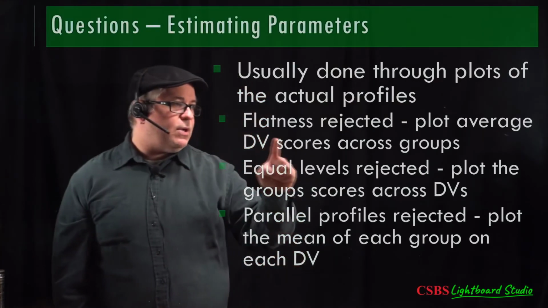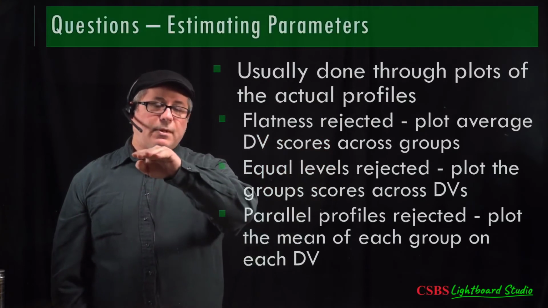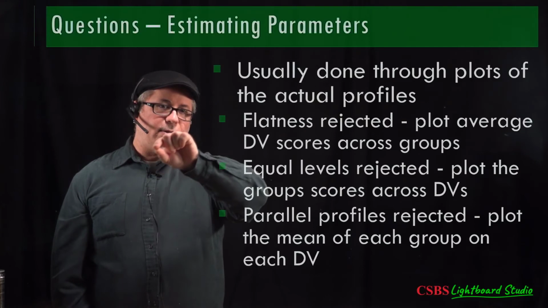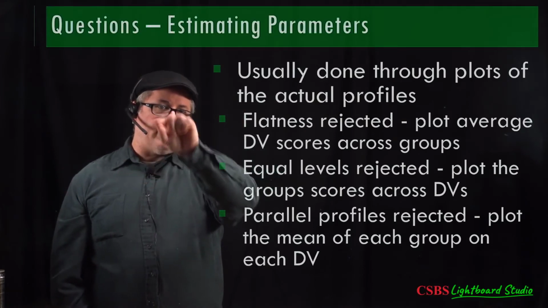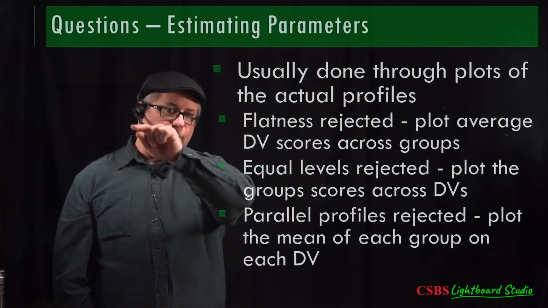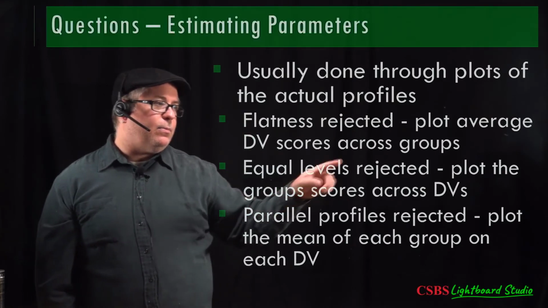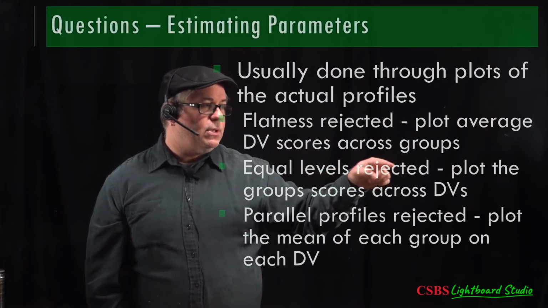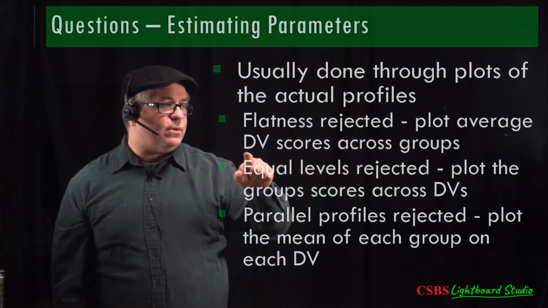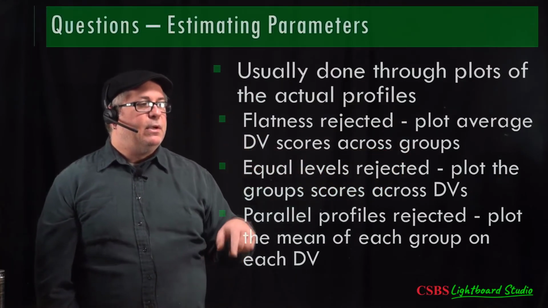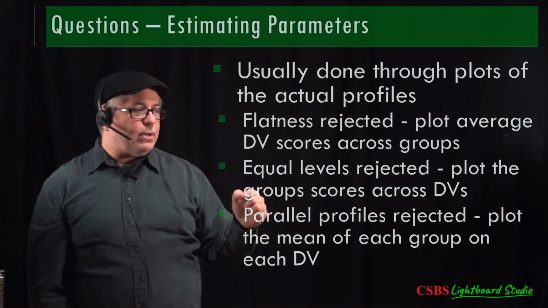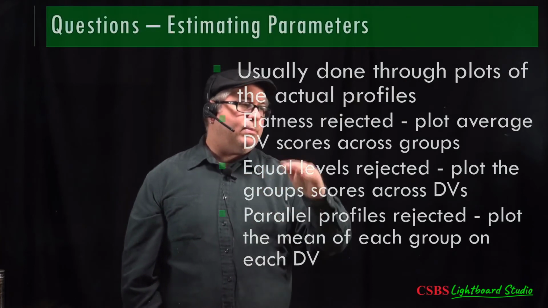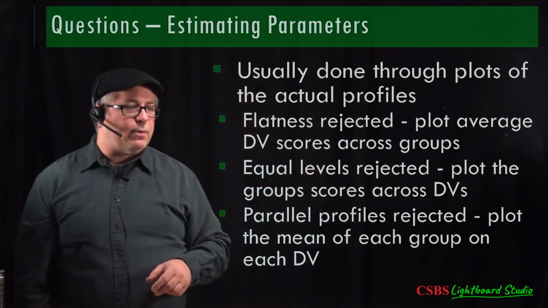So flatness rejected, that means that if you were to take an average across the groups, the pattern of means is not flat, whatever that means, up and down, going up, going down, whatever it is. So plot average DV scores, and we're going to average across groups, get an average DV score, and then plot them. For equal levels, you're going to average across the DVs in each group, and get means for each group to compare them, and actually plot them out that way.